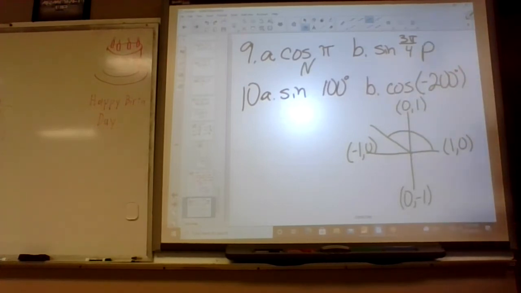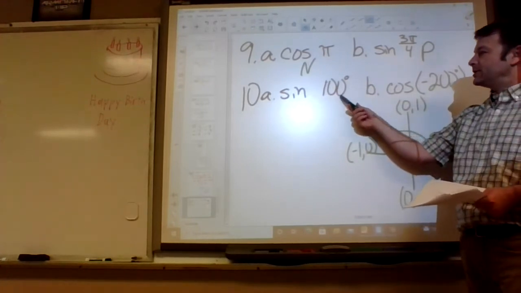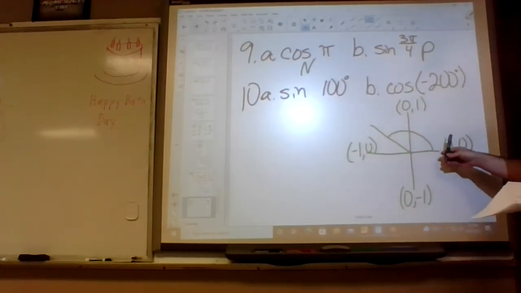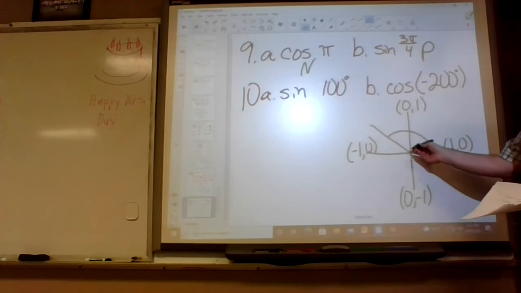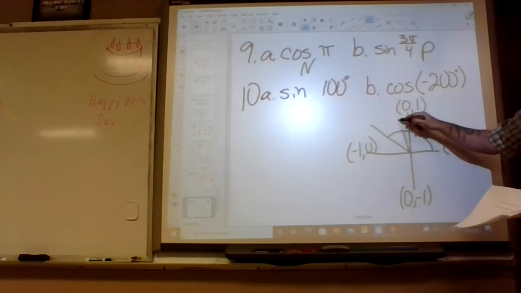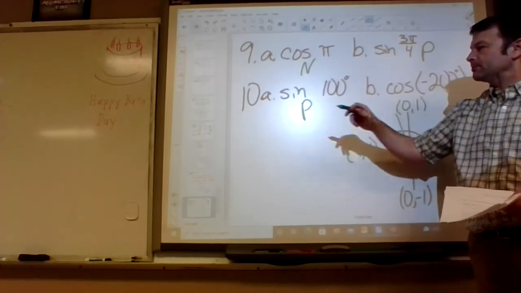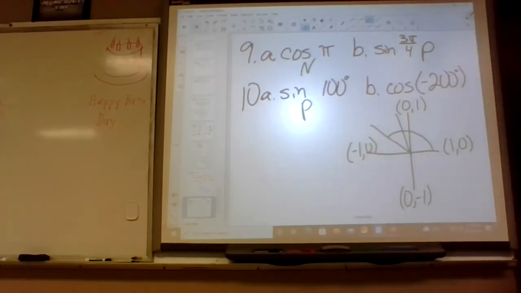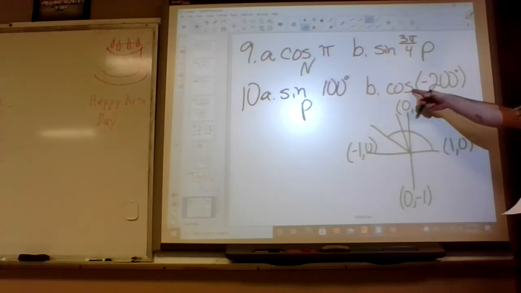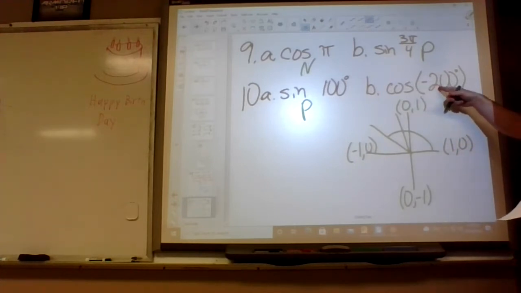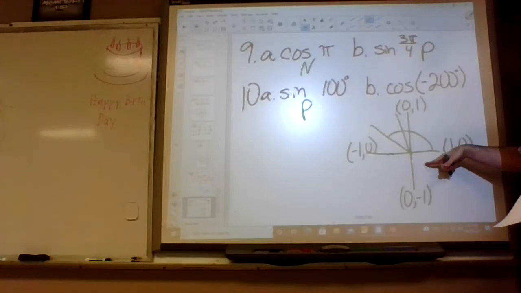Sine of 100 degrees. Where's 100 degrees at? Just past there. So that would be positive again. And where is negative 200 at? Sorry, this is cosine. Same spot, second quadrant.